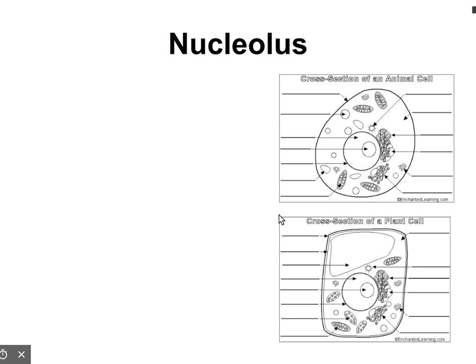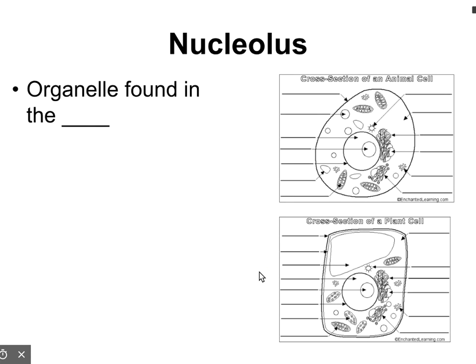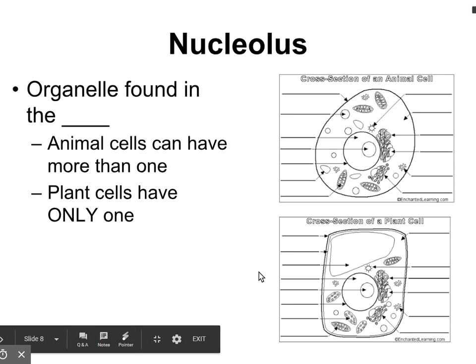The nucleolus is an organelle that is just found in the nucleus. It's this body right here, okay? And it does have some functions. They're pretty complex, so we're not going to get into it. So we're just going to say that it's an organelle that is found in the nucleus.